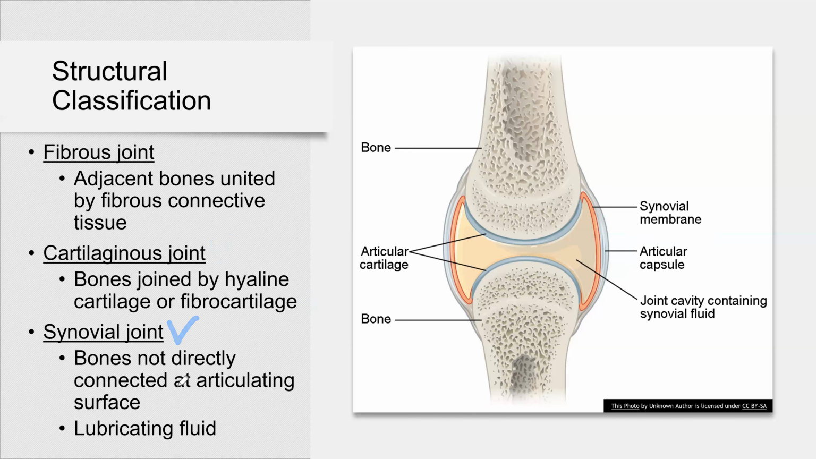So bones are not directly connected at articulating surfaces. There is a capsule surrounding them. So here's the capsule. And there is a fluid inside. That's the structure of a synovial joint. We will look into more details. Now, a fibrous joint and a cartilaginous joint, neither one of them has a capsule.